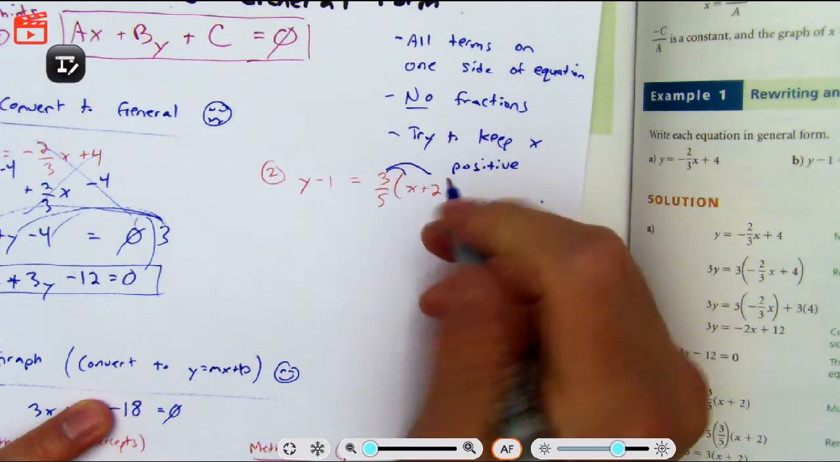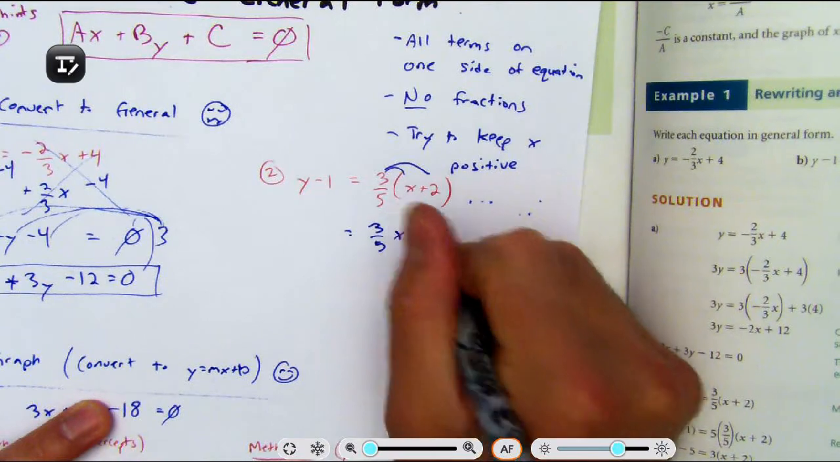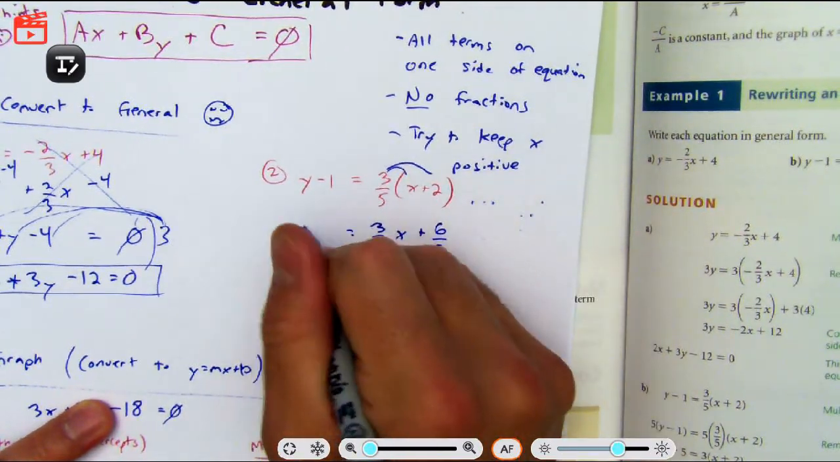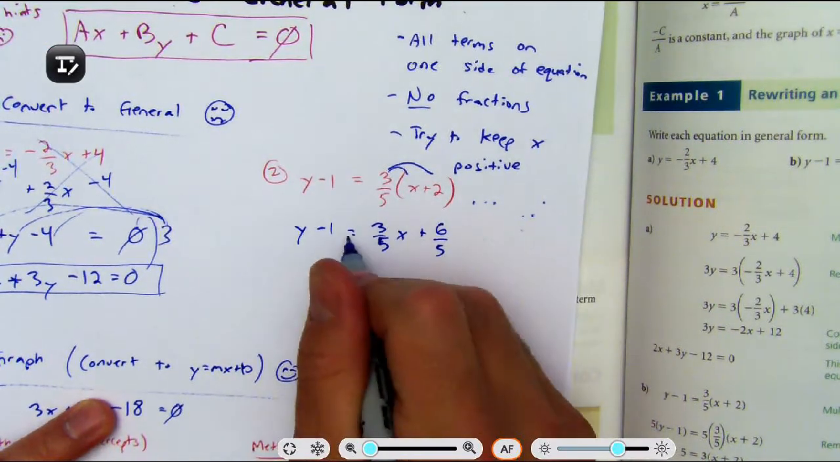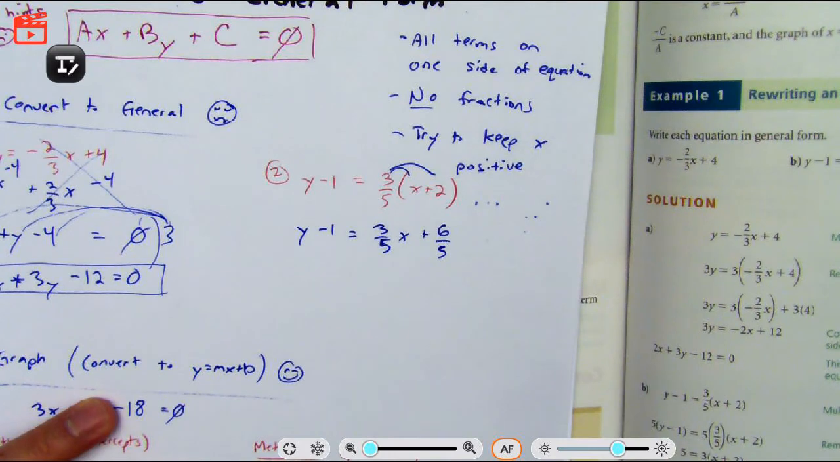All right, if it's slope point form, the other form we just studied, you first would FOIL this out. We did that last lesson too. So that's going to give you a 3 over 5x plus a 6 over 5, kind of ugly. And then we got to do the same thing. We got to move everything to the same side of the equation and then get rid of the fractions.